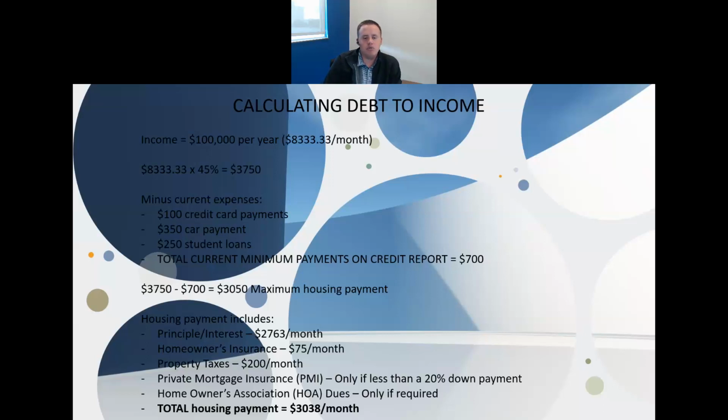Now that again does not include PMI. It also does not include homeowners association dues. So if you didn't have a 20% down payment, or if there are HOA dues, you would have to account for those, and that would actually push you up over that 45% threshold.